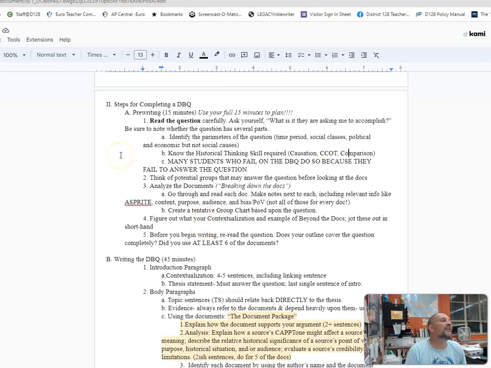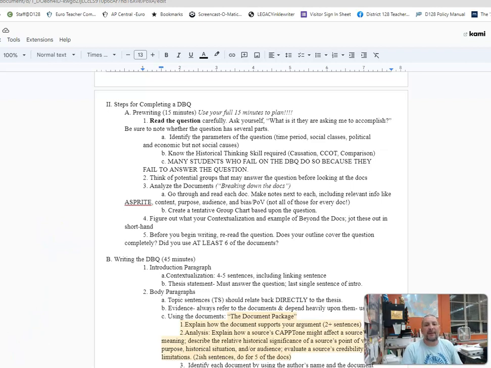One of the biggest points that I can just drive home, no matter how hard I try, I want to keep saying it more and more. Many students who fail the DBQ do so because they fail to answer the question. They answer the question they feel like answering or they thought they should answer, and not necessarily the one that they should be answering.